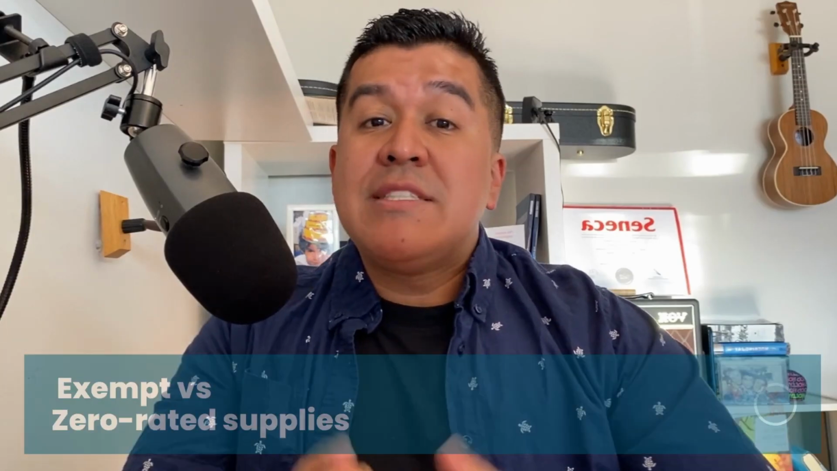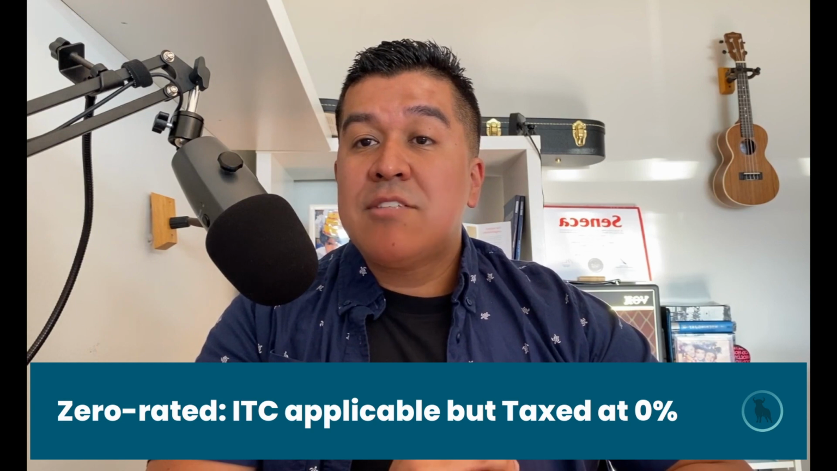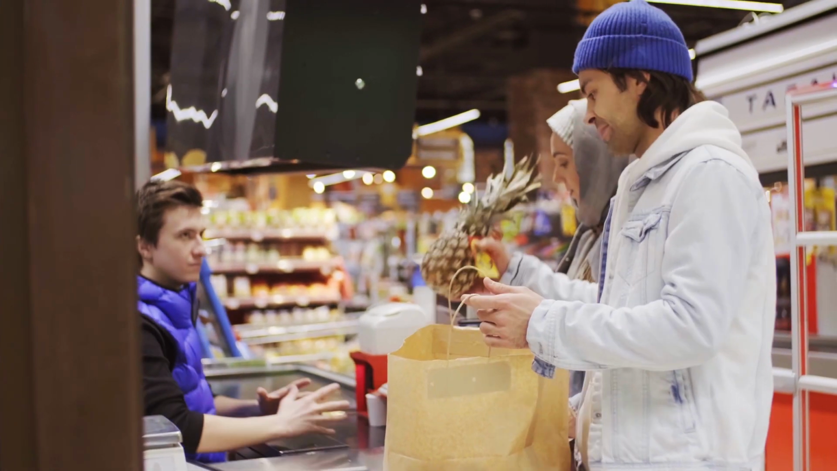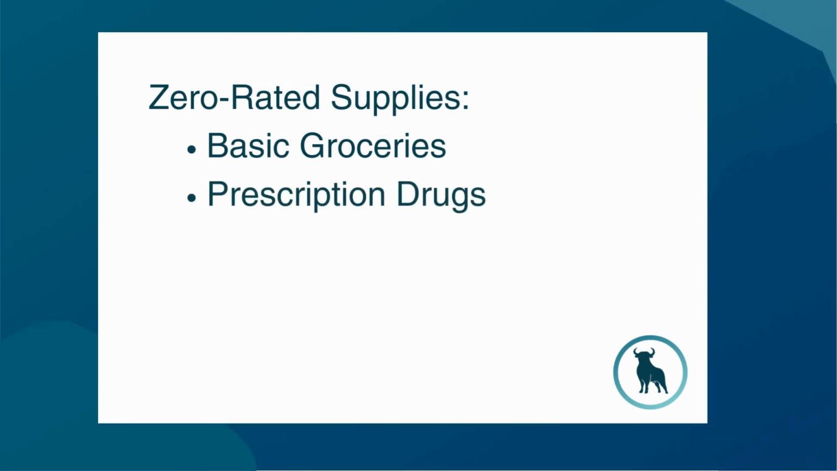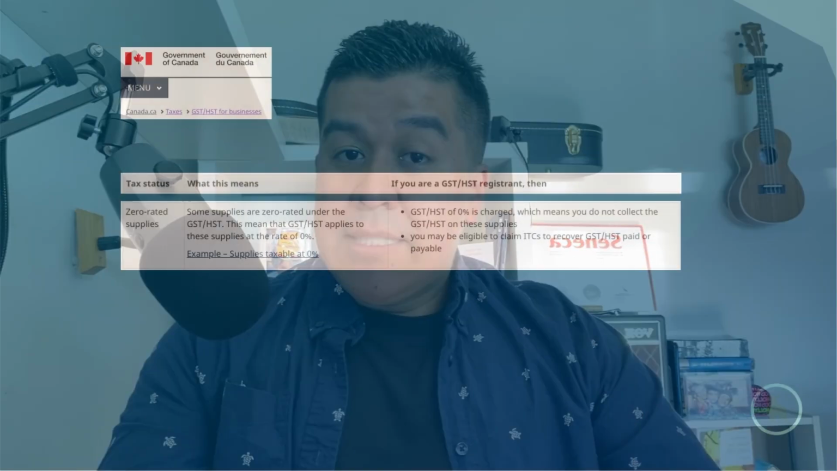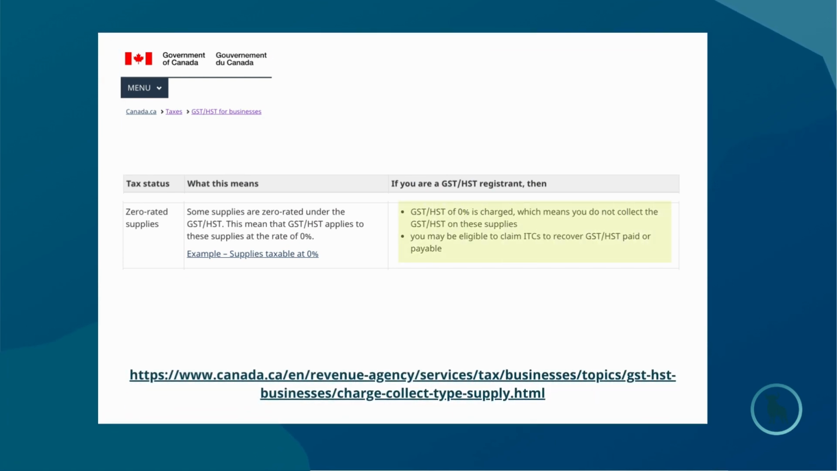So what is the difference between zero-rated and exempt supplies before we go forward? Zero-rated supplies refer to goods and services that are taxable, but the tax rate that is applied is 0%. That means that although the tax is technically charged on these supplies, the tax amount is zero. Examples of zero-rated supplies in Canada include basic groceries, prescription drugs, medical devices, exports, and some agricultural products. Even though no tax is collected on these supplies, the businesses that engage with these supplies can still claim input tax credits to recover the tax that they paid on inputs related to zero-rated supplies.